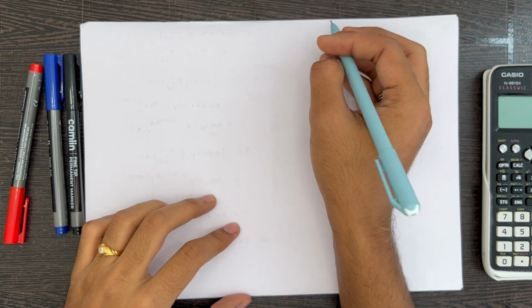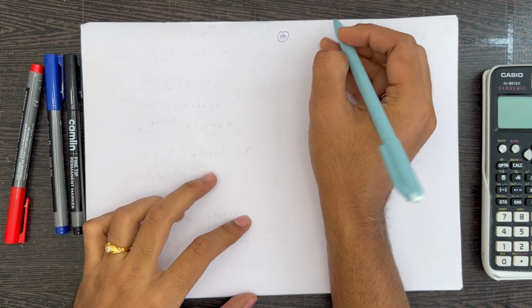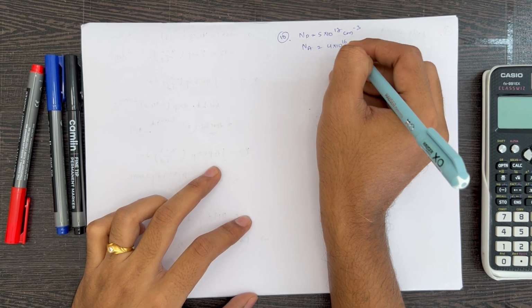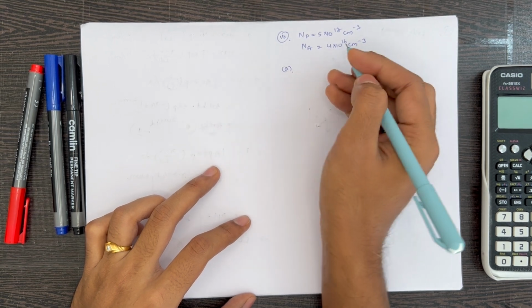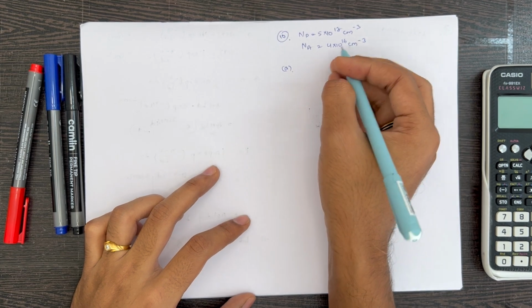So let's start with the 10th question. They say that a junction employs Nd equals 5 into 10 power 17 per centimeter cube and Na equals 4 into 10 power 16 per centimeter cube. Now we need to calculate the majority and minority carrier concentrations on both sides.